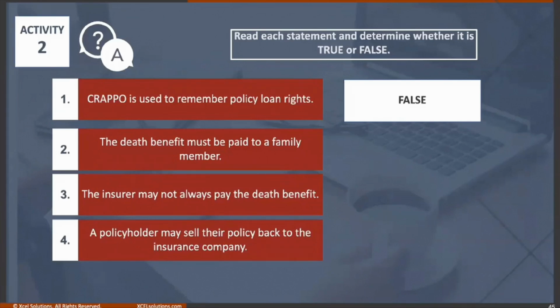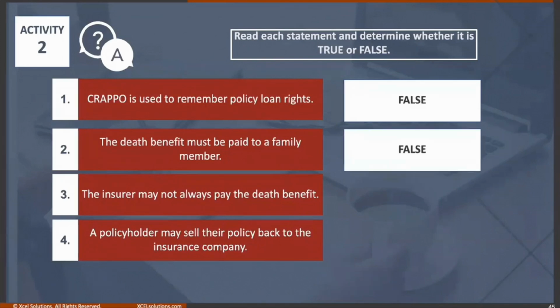Question number 2. The death benefit must be paid to a family member. I could have a friend listed as a beneficiary of my life insurance policy. I could have my business listed as a beneficiary of my policy. I could have my church or my synagogue or a nonprofit that I'm involved with as beneficiary of my policy. It does not have to be paid to a family member. So that is a false statement.